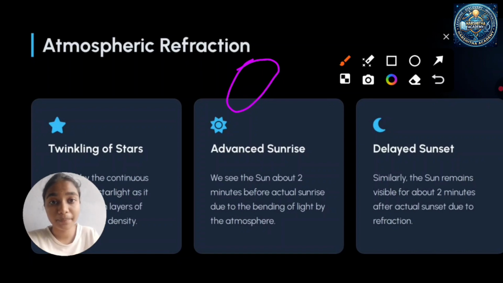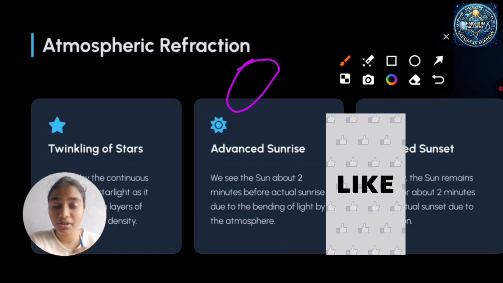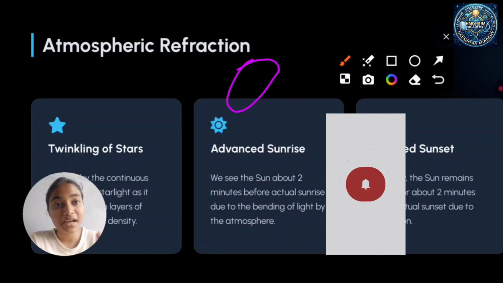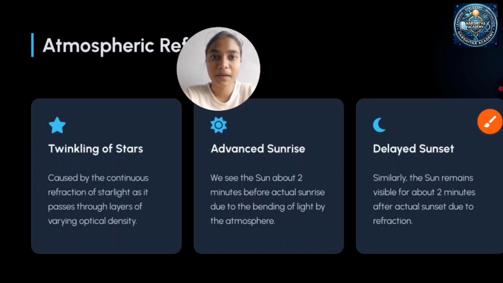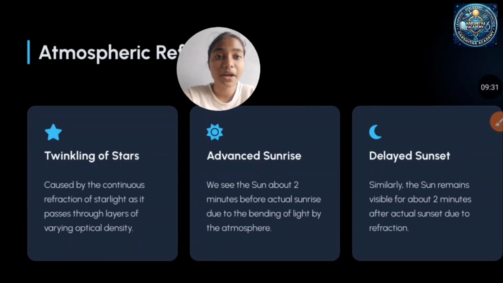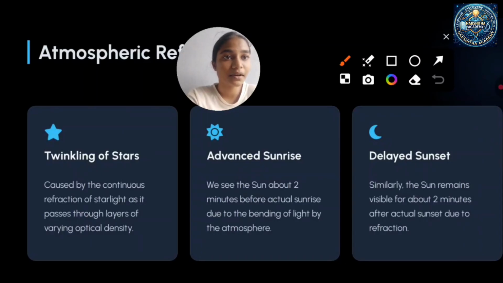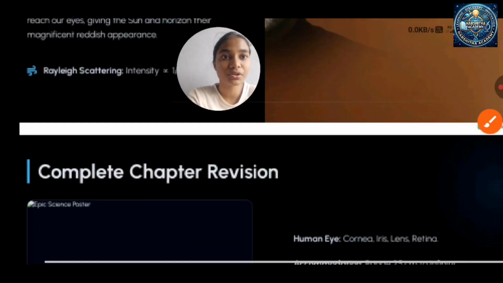When sunlight comes from the universe, it undergoes so much refraction, so the light bending is more. That causes some phenomena, like you can observe the twinkling of stars, which is caused by atmospheric refraction. Advanced sunrise: our sunrise happens about 4 minutes early, and sunset is also delayed by about 4 minutes. Yeah, I'm getting to the new page now.